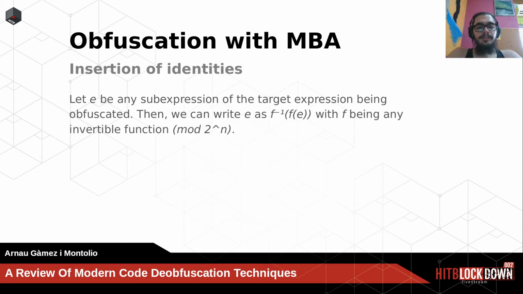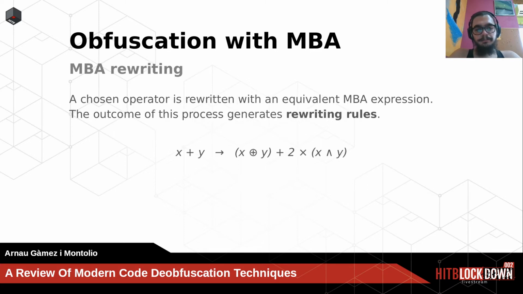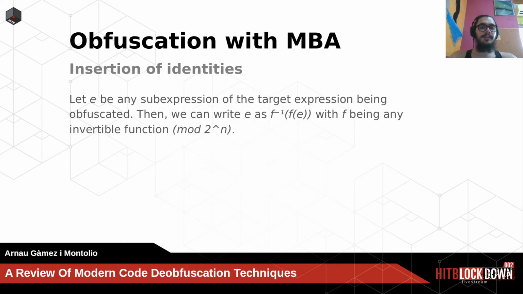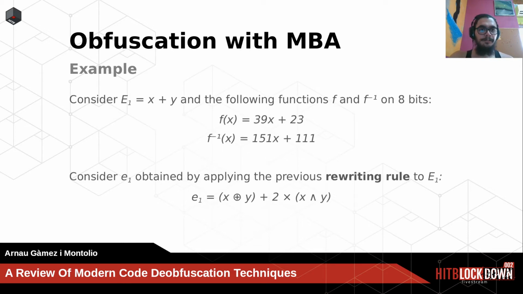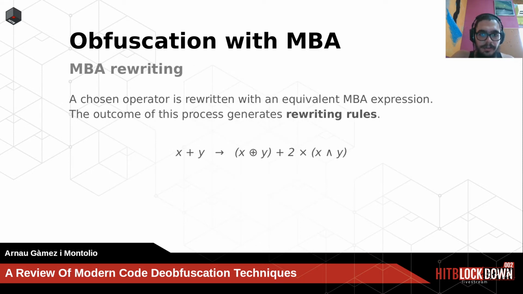To better understand both MBA rewriting and insertion of identities, let's see an example to obfuscate a very, very simple expression. Consider the expression x plus y and the following functions f and f inverse, which are inverse, working on 8 bits. First, if you apply the rewriting rule we have seen before to the original expression, we get this one, the e sub 1 expression. Remember, we are just using this rewriting rule.